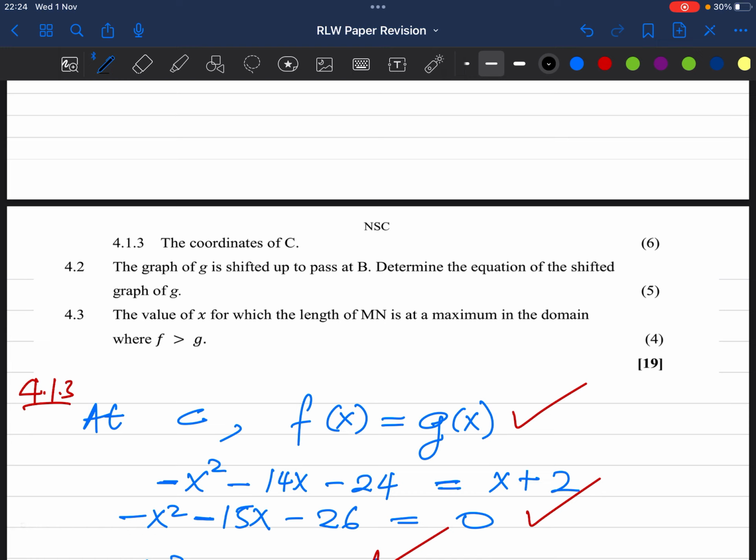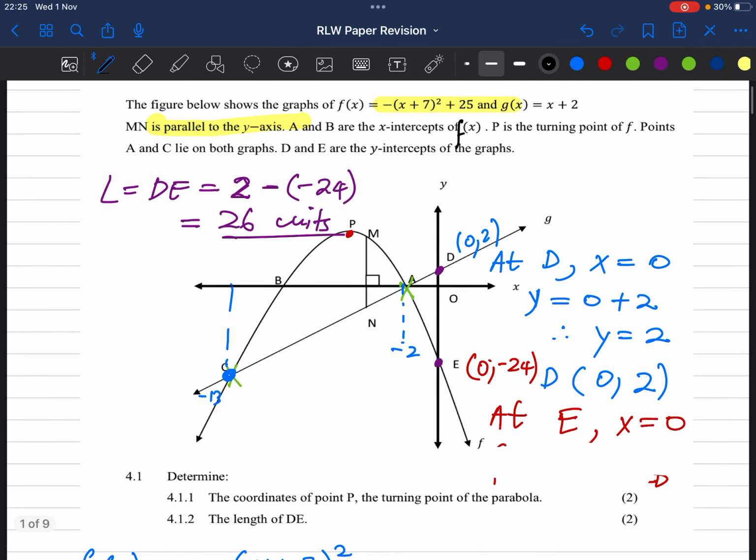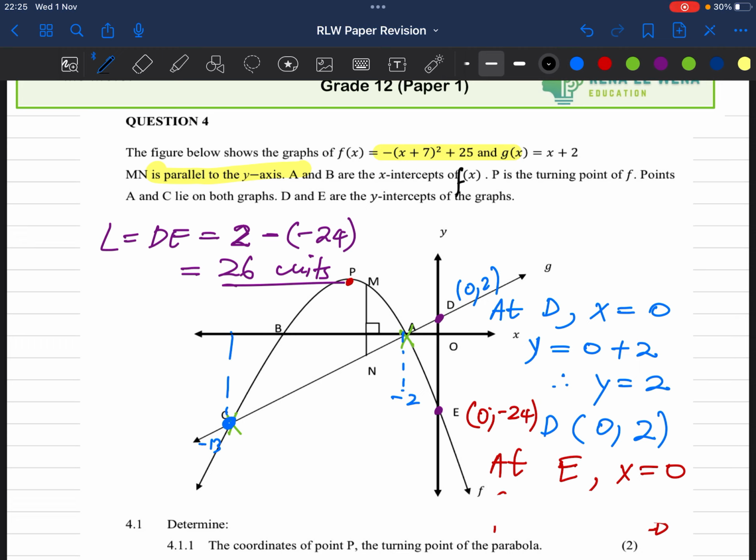So now the question says, the graph of g is shifted up to pass through B. Determine the equation of the shifted graph of g. So our graph of g is shifted in such a way that it passes through B. If I make my rough sketch, this graph must pass here according to this question, at B there.